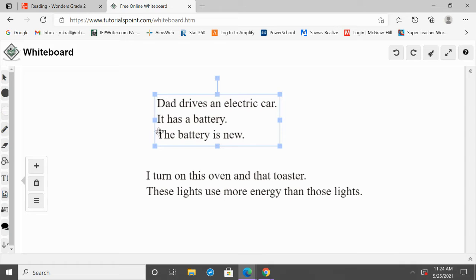Our next sentence says, it has a battery. Battery is our noun here, and it's singular, just one battery, so we know we're going to use a or an, but since it starts with a B, which is a consonant, we would use a. And then here we have, the battery is new. So the we can use for plural or singular, it just depends on the sentence.